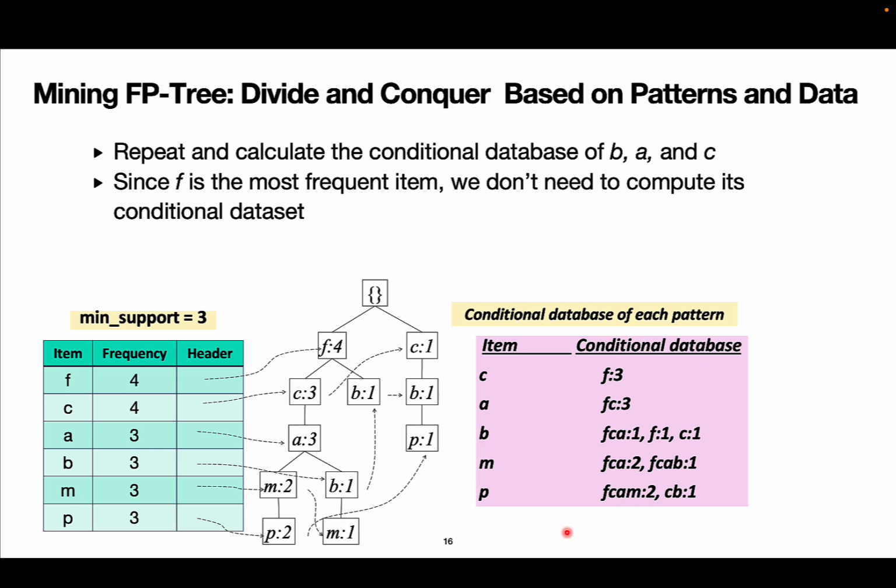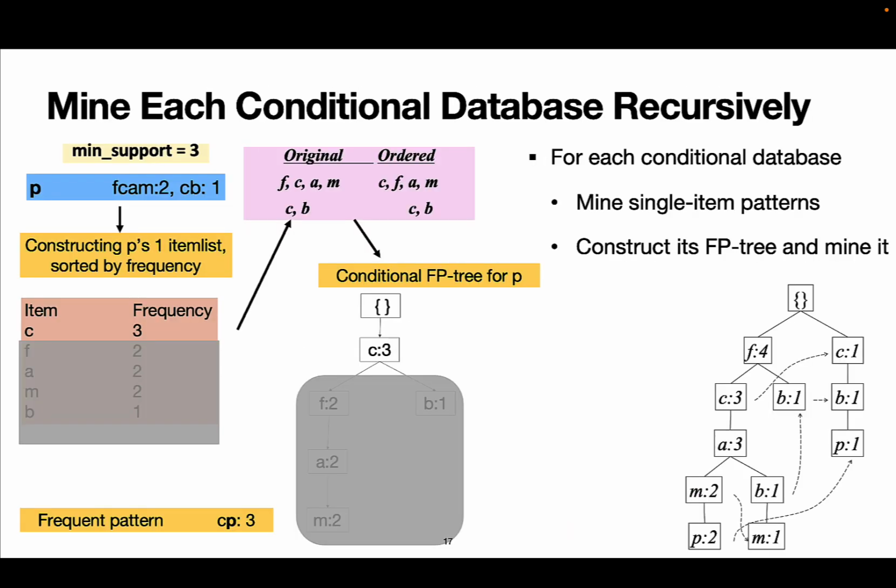Notice we don't need to find the conditional database for F because this is the most frequent item. It already appeared in most transactions. After obtaining conditional databases for item sets, what will happen next is to pick an item set, create an FP tree, repeat the process, and we try to mine patterns along the way.